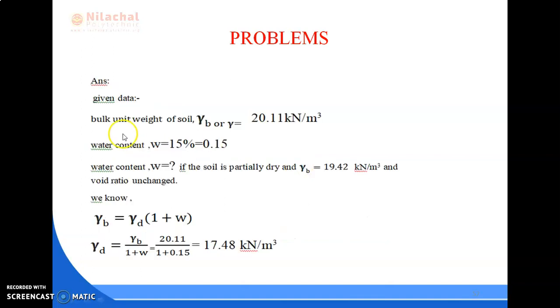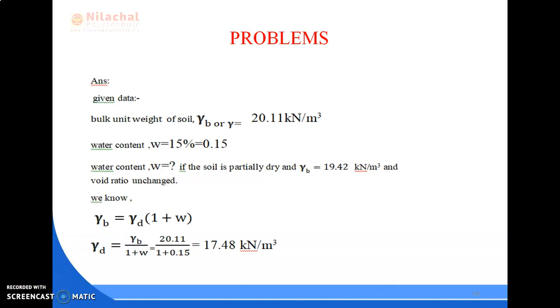The first work is to write the given data clearly. The given data are: bulk unit weight of soil, gamma B or gamma, equal to 20.11 kilonewton per meter cube. Water content W equal to 15%, equal to 0.15. Again we have to find out in this question W, or water content, equal to question mark.